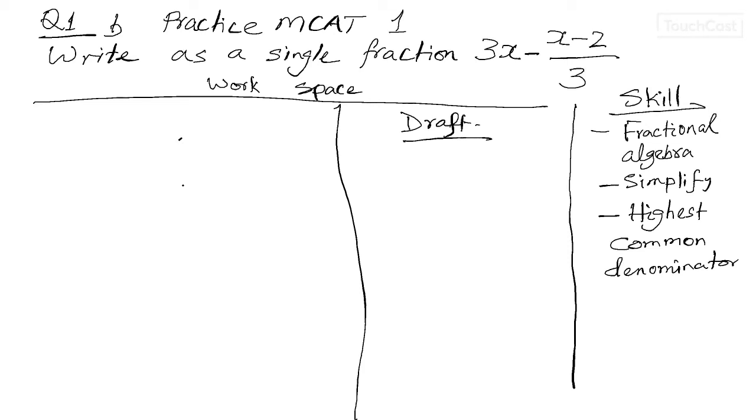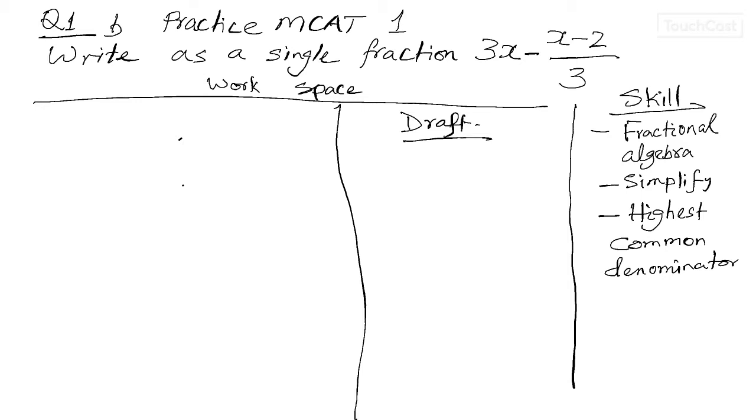This is a problem with fractional algebra, simplifying highest common denominator. These are some of the key words you need to understand. The question number 1b, this is our practice test on MCAT. Write as a single fraction 3x minus (x minus 2) over 3.